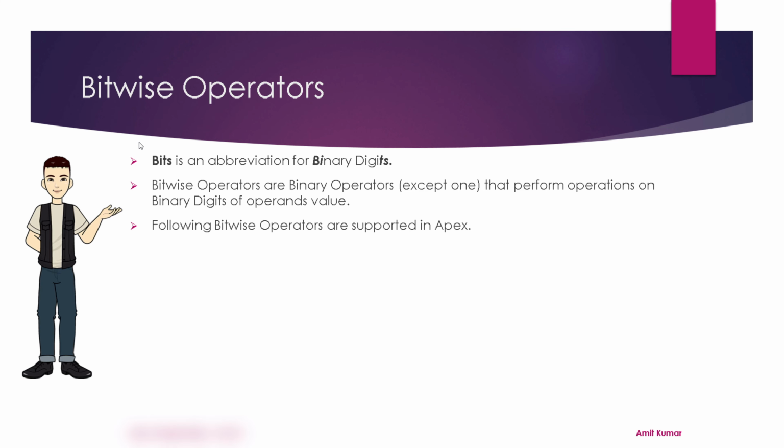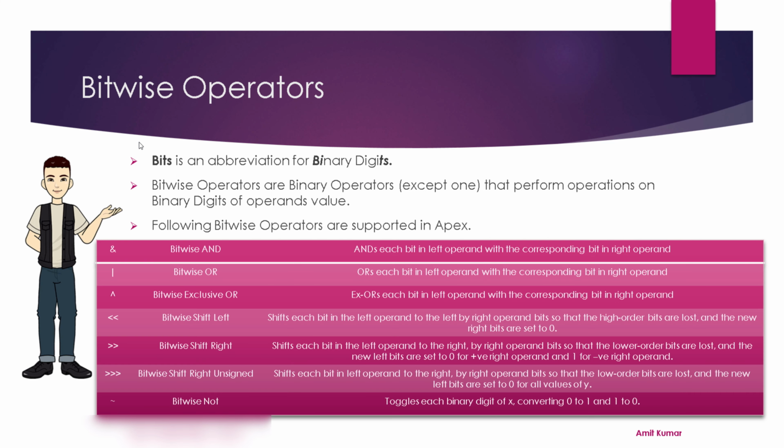Now the following Bitwise operators are supported in Apex. They are Bitwise AND, Bitwise OR, Bitwise exclusive OR, Bitwise shift left, Bitwise shift right, Bitwise shift right unsigned, and Bitwise not. Now, as the name suggests, they are working on binary digits. So whatsoever the binary value of the operand, they will work on it.